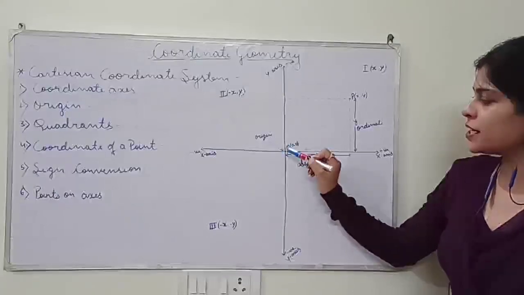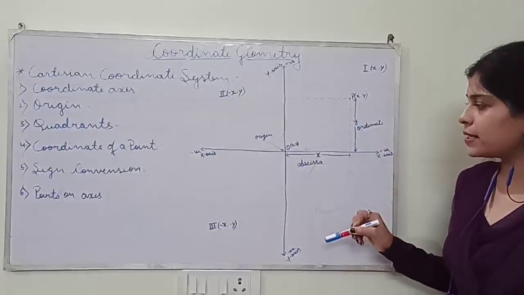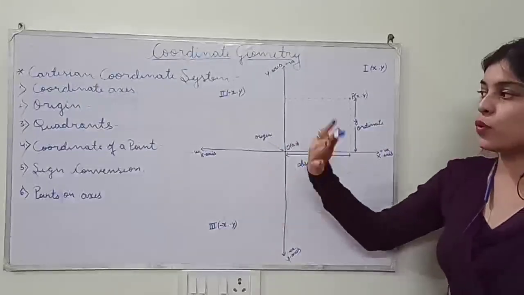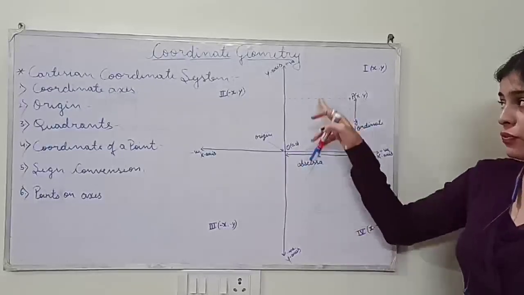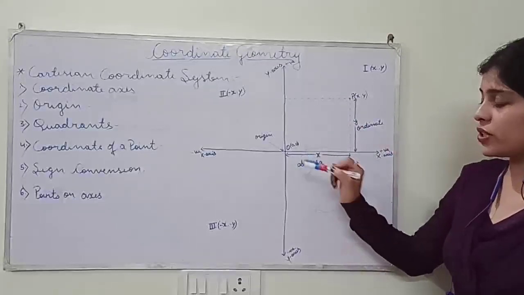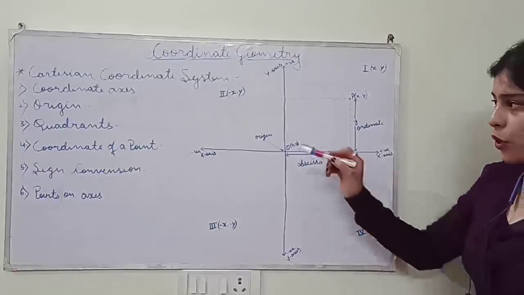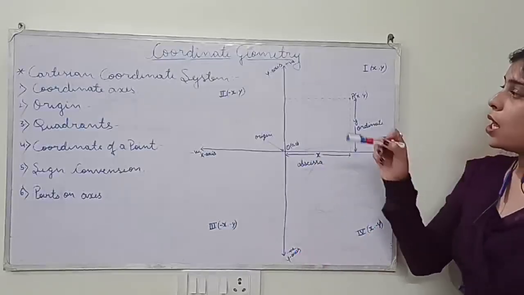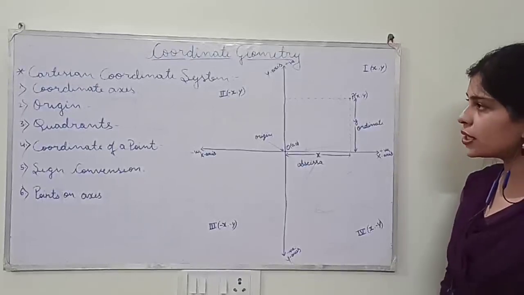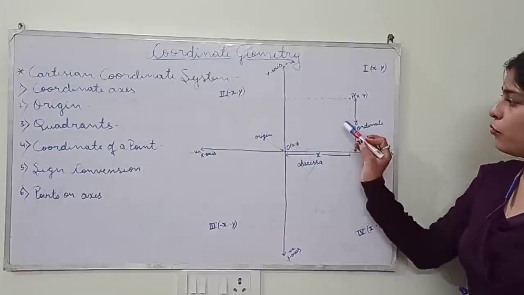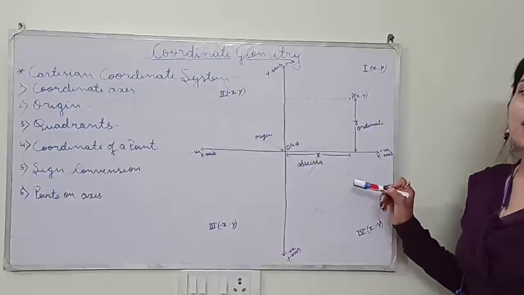This point of intersection of the x-axis and y-axis is called the origin, and its coordinates will be 0 and 0. We will discuss what coordinates are later. Let's understand only what the axes are: horizontal is the x-axis, vertical is the y-axis, and the point of intersection of these two axes is the origin. Now let's come to the quadrants. See, these two axes, the y-axis and x-axis, divide the Cartesian plane into 4 equal parts: 1, 2, 3, 4. These 4 equal parts are known as quadrants.